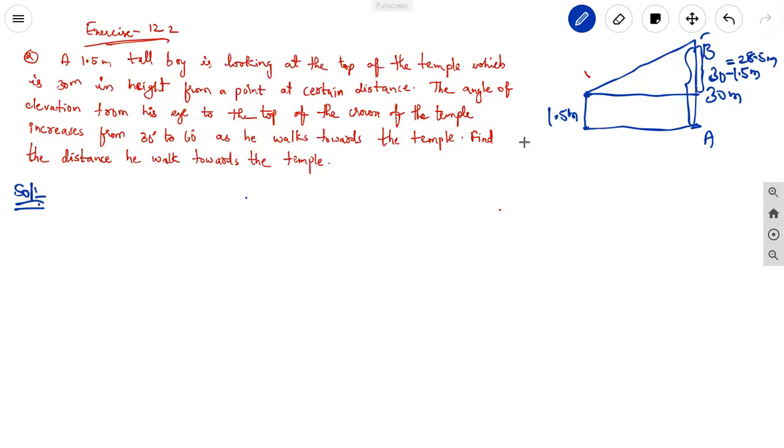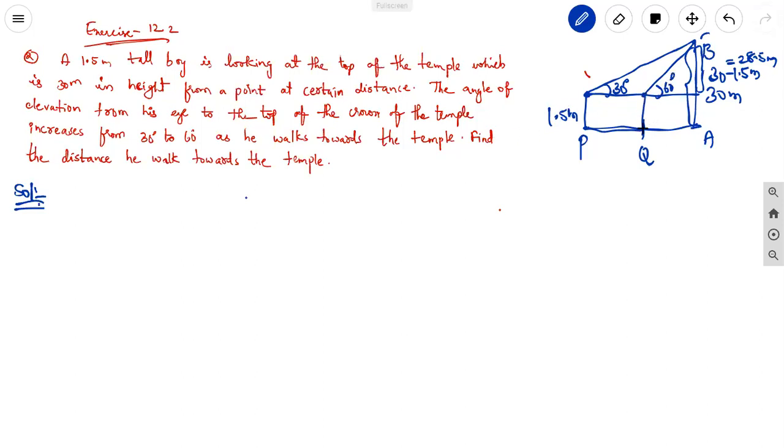What they are asking is to find the distance he walked towards the temple. First, he is observing at one point, that is point P. The angle of elevation is 30 degrees. After some time, he walks towards the temple and stands at point Q. Again he observes from his eyes, and the angle of elevation is 60 degrees.